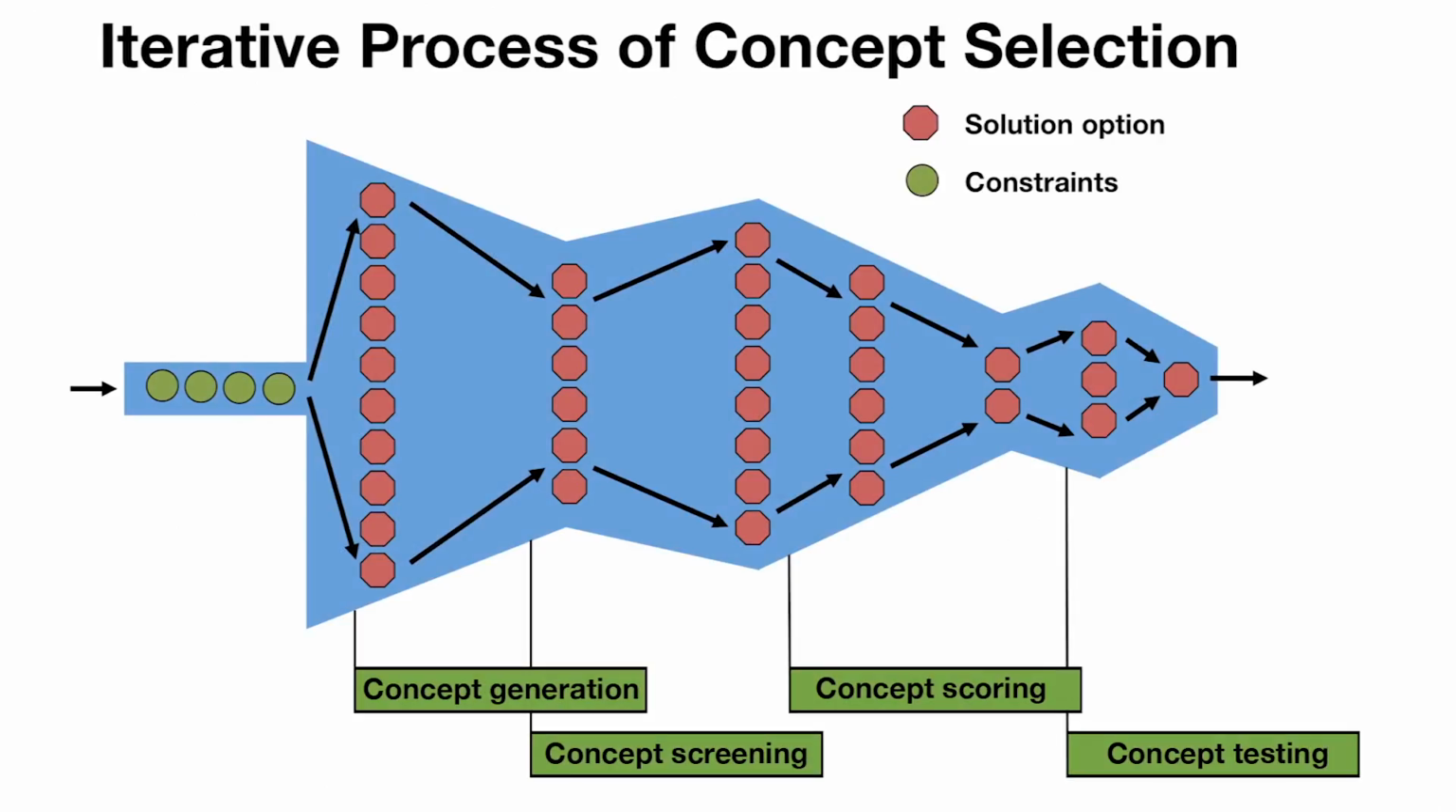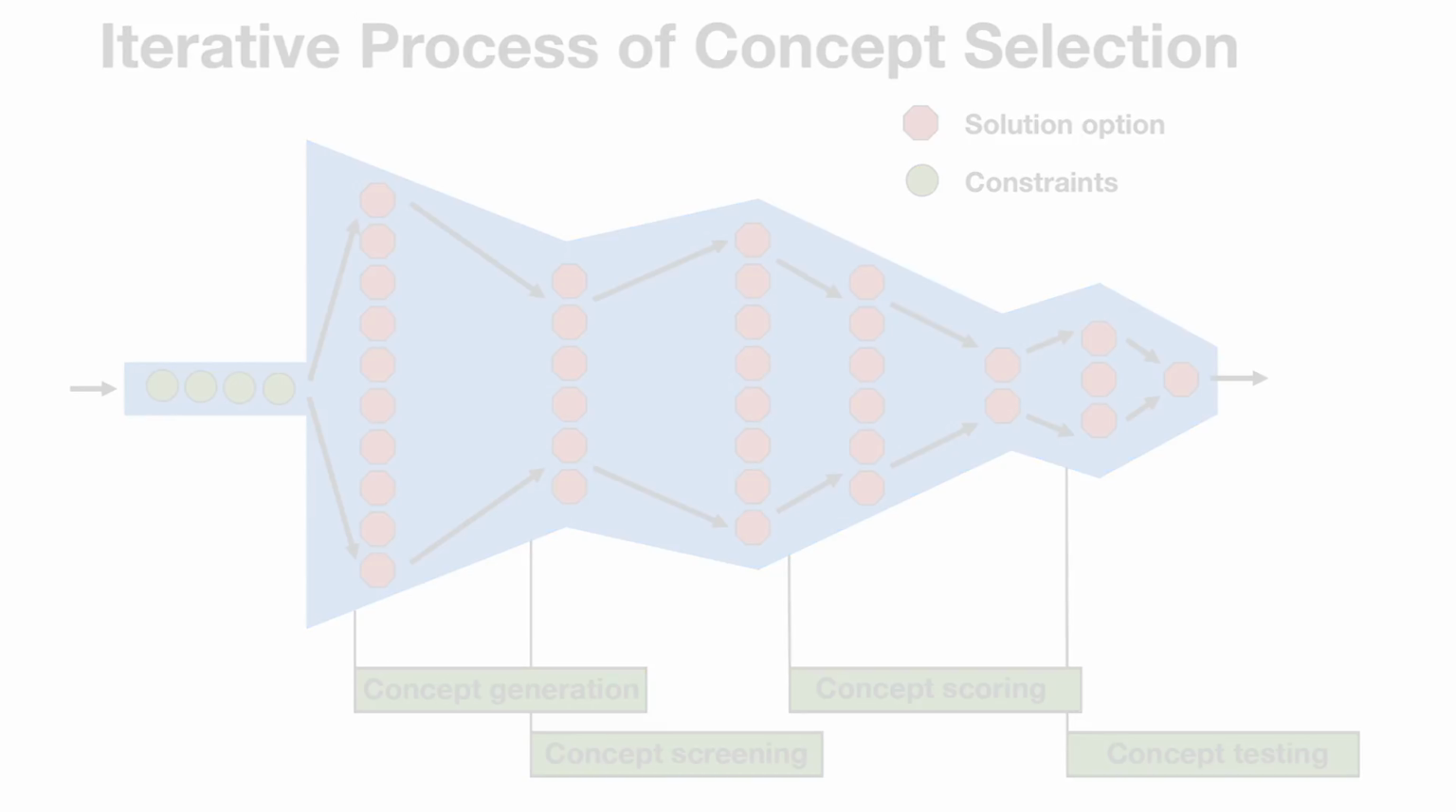So the goal of using a Pugh scoring matrix is to select one or two of the best solutions. You want to use a scoring Pugh matrix after you've used a screening Pugh matrix. So if you recall in this diagram, we've gone from many ideas through the screening Pugh matrix to a few, maybe 5 or 10. In this last step, we're going to use a scoring Pugh matrix to reduce the number of ideas down to just 1 or 2.